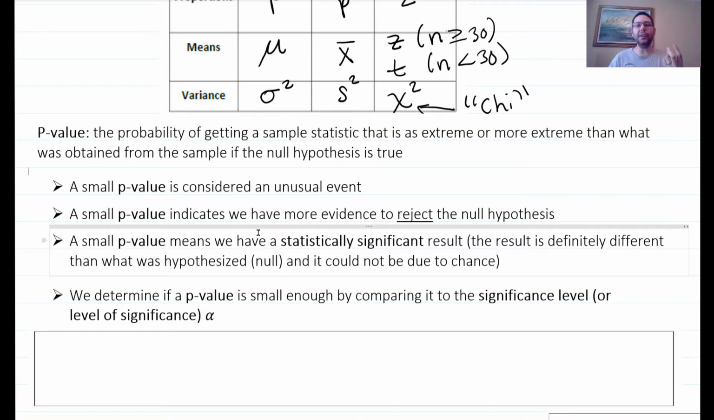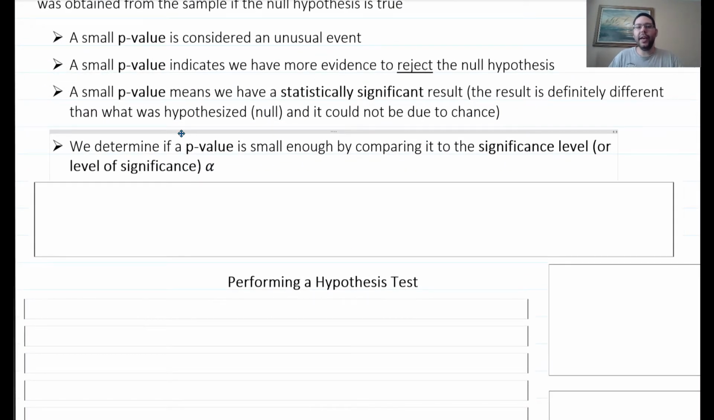So once we find the p-value, that tells us, okay, those two are very significantly different, which means that we reject the null hypothesis. So a small p-value is a good thing if you're trying to reject the null hypothesis. It means the result is definitely different and could not be due to chance. If you got a p-value of 0.1%, that means there's a 0.1% chance that you would get that observation if the null hypothesis is true, which is a very small chance, which means you should reject the null hypothesis.